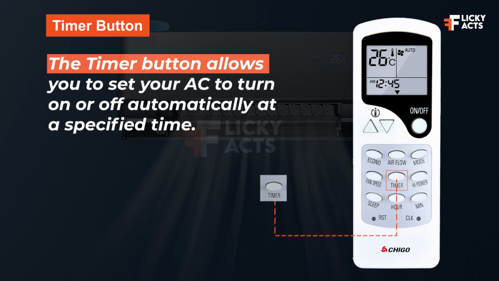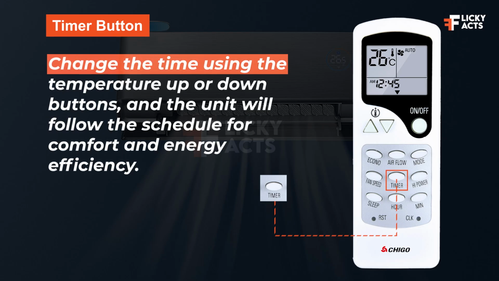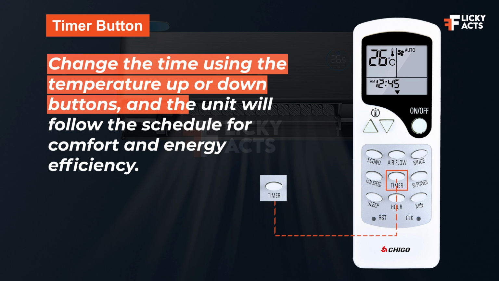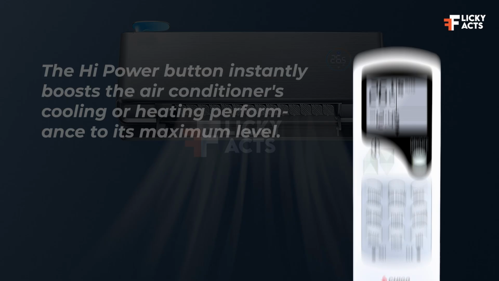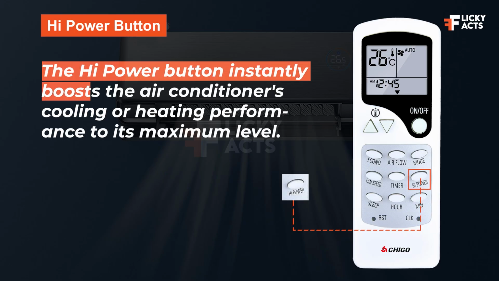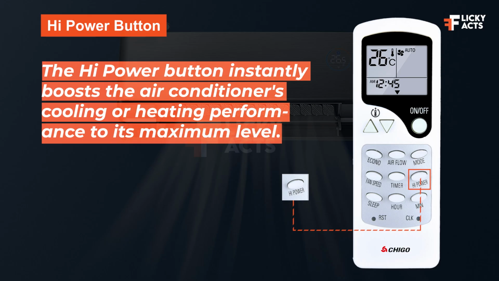The timer button allows you to set your AC to turn on or off automatically at a specified time. Change the time using the temperature up or down buttons, and the unit will follow the schedule for comfort and energy efficiency.